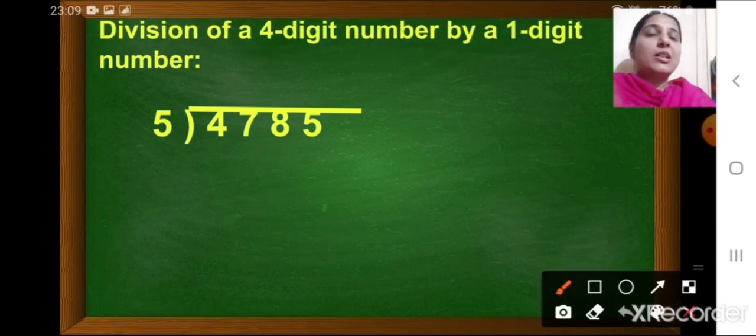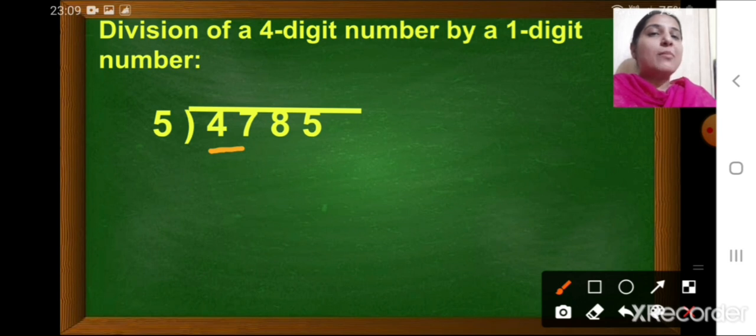First, we will always start dividing from the leftmost side. So what is the digit? First we will take the 1 digit, this 4. But this 4 is less than 5, it is less than the divisor. So what will we do? We will take one more digit, which is 7 here. So now this becomes 47.